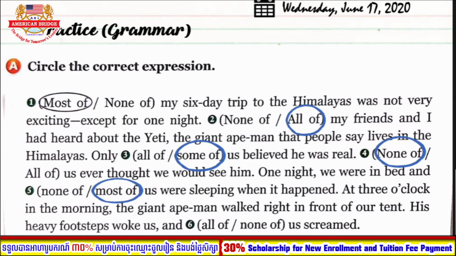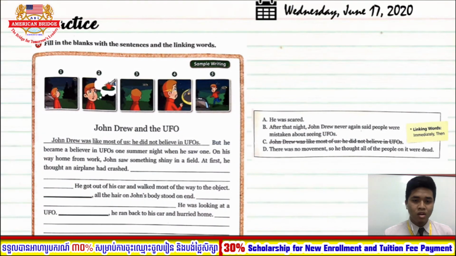At 3 o'clock in the morning, the giant ape man walked right in front of our tents. His heavy footsteps woke us, and all of us screamed. So these are the words we call determiners or quantifiers, which we use to describe the quantity or the number. All right, so that was the grammar practice. Let's move on to the real practice of the proofreading activities.